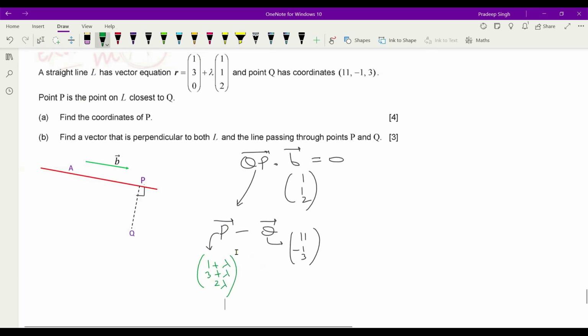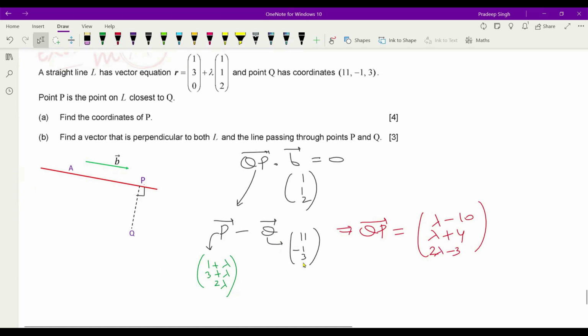And now we need to subtract P and Q to get QP vector. So let's identify QP vector. QP vector will be equal to 1 plus lambda minus 11, which will come out as lambda minus 10, the X component. For the Y component, we'll do 3 plus lambda minus minus 1. So 3 plus lambda plus 1, which will become lambda plus 4. And for the Z component, it is 2 lambda minus 3.